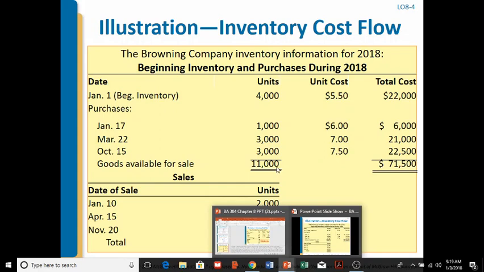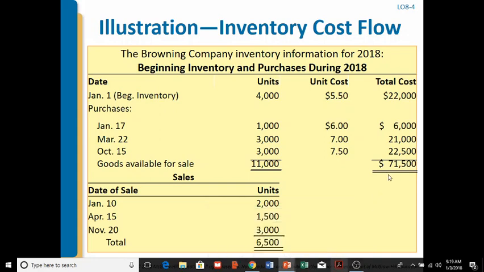So they purchased a total of 11,000 units during the year. So those are the number of units of goods available for sale. The total cost of goods available for sale during the year is $71,500.